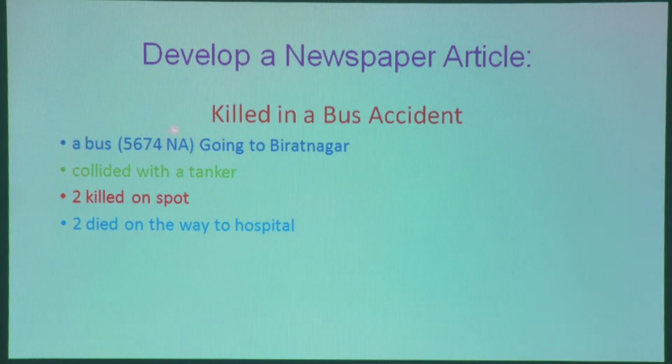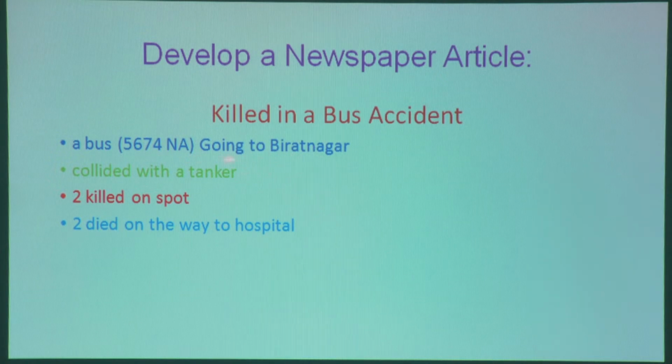So the title is given here. The title is Killed in Bus Accident. After that there are some clues given. We can find a bus, and the number of the bus is given, 5674. The bus was going to Biratnagar. So you can guess that Biratnagar is in the eastern part of Nepal.